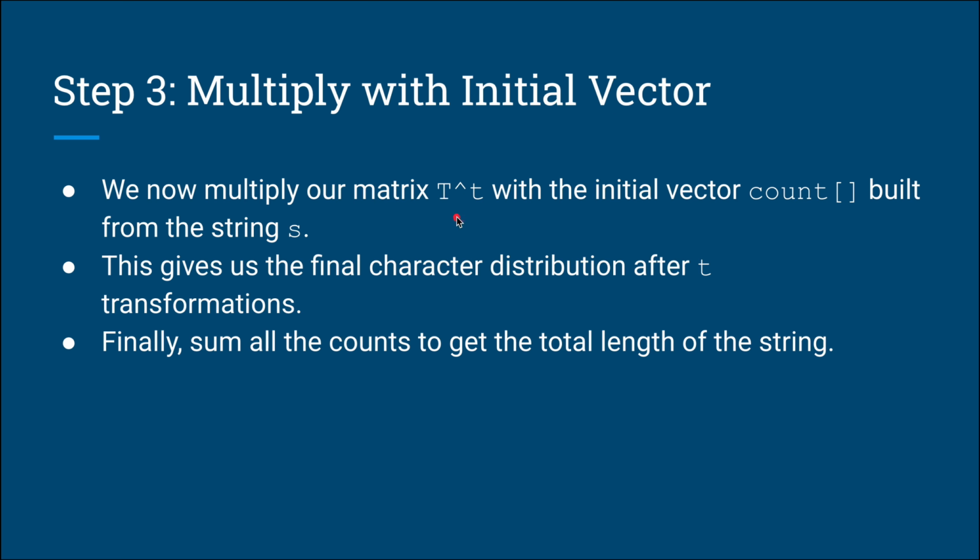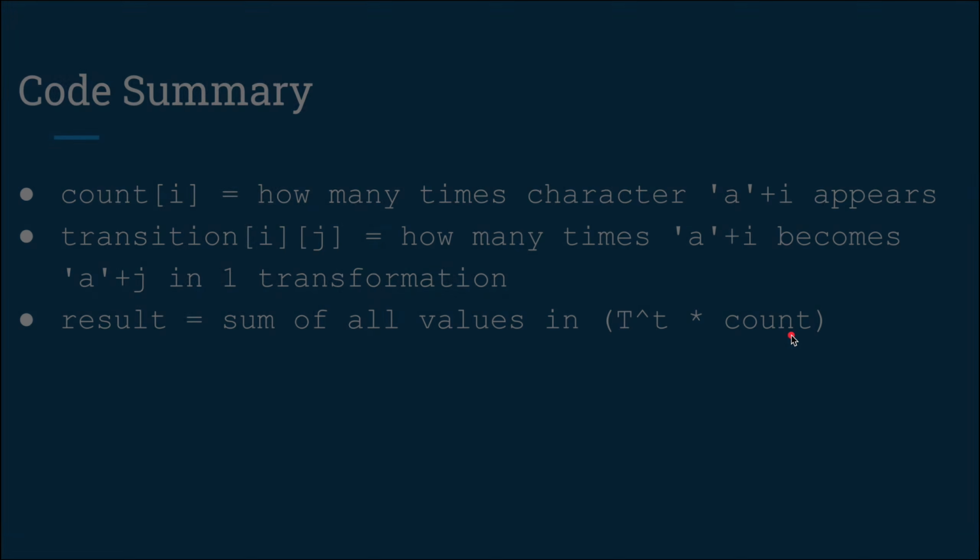So if the initial vector is there, you already have the matrix to the power T, right? Let's suppose T squared, so we have to multiply the matrix 2 times. After that, you multiply with the initial vector, sum up all the counts that you have, and you will find the total length of the string, right?